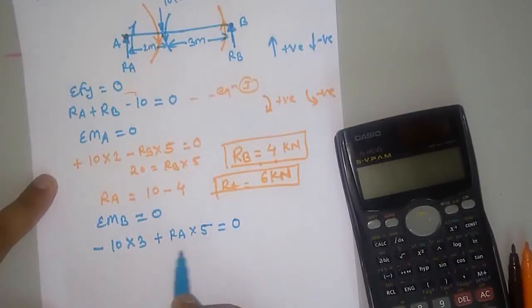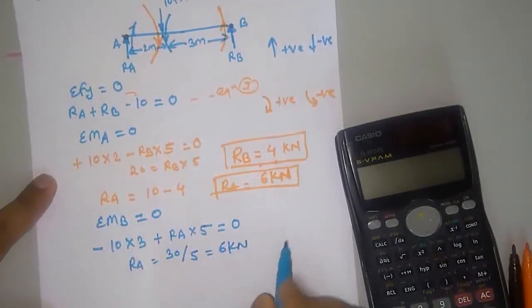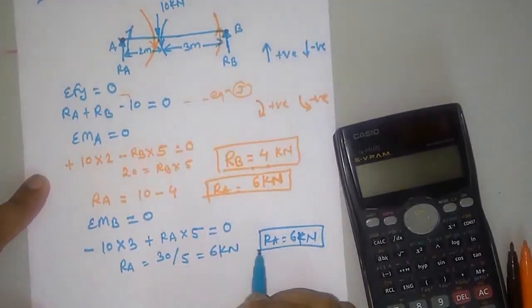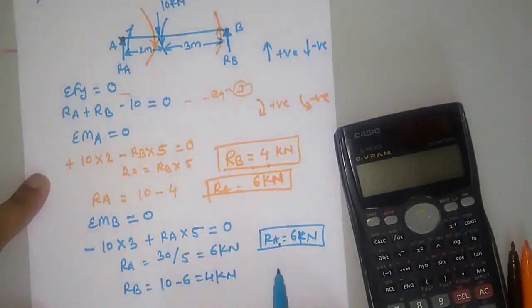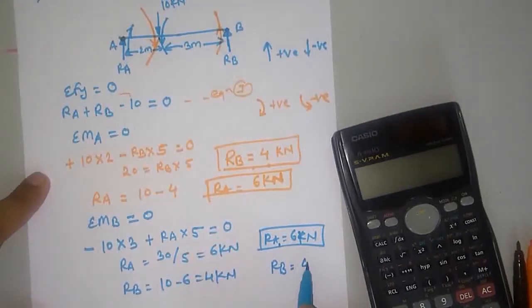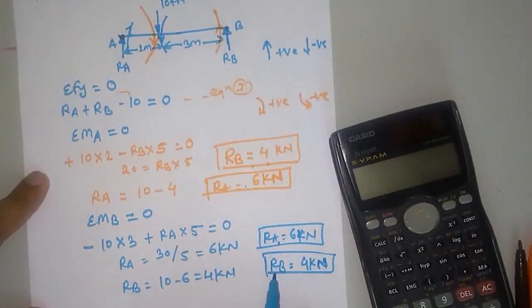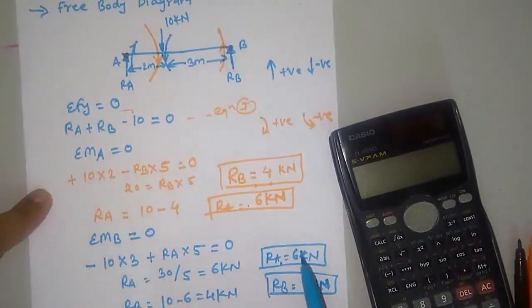Now calculate this and you will get the answer for RA. RA is equal to 30 divided by 5 is equal to 6 kilonewton. Put this value of RA into equation 1 and you will get RB. So RB is equal to 10 minus 6, that is 4 kilonewton. You can compare, the answer is the same. Whether we take moment about A is equal to 0 or moment about B is equal to 0, you will get the same answer.